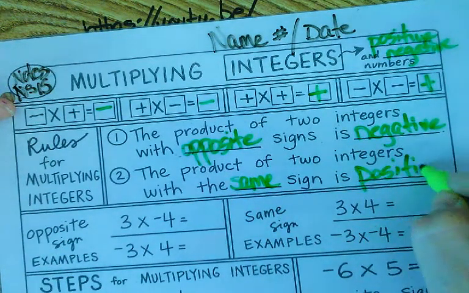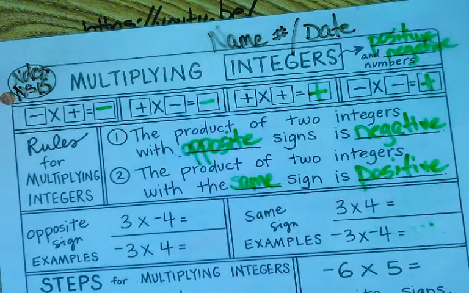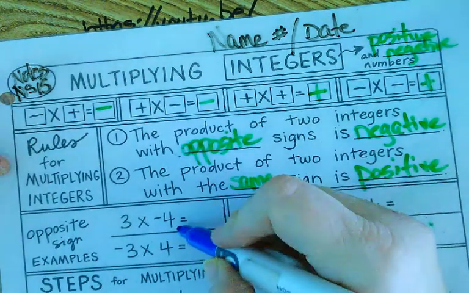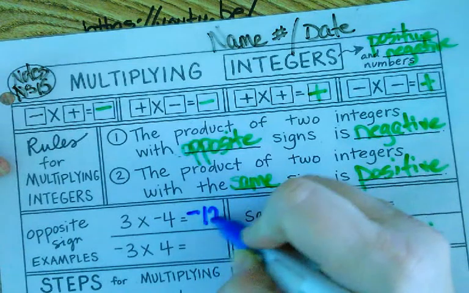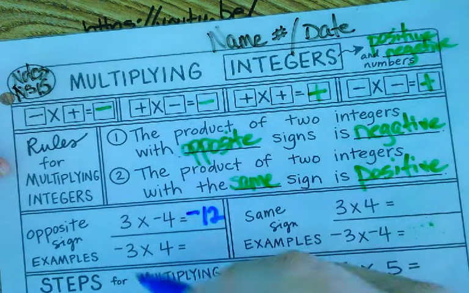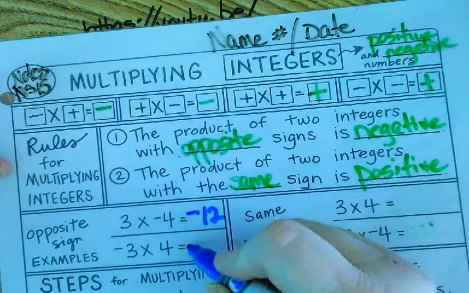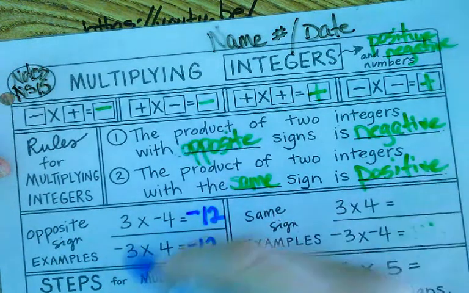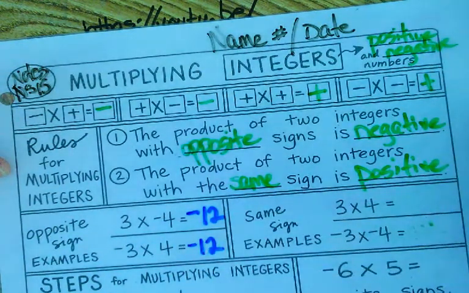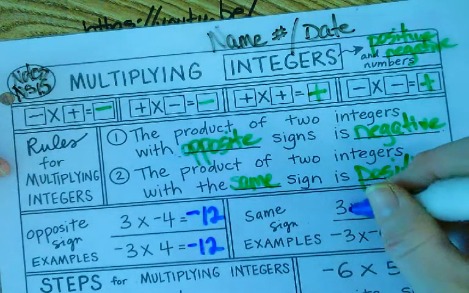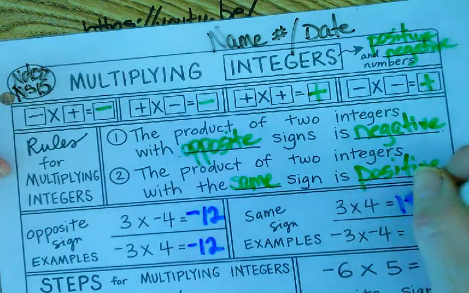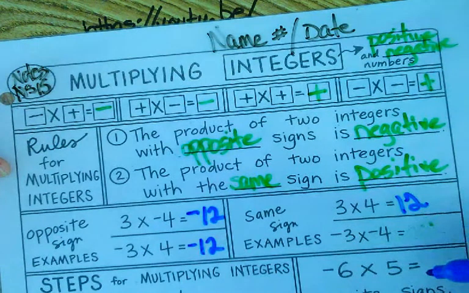So let's look at some examples. Here's some opposite sign examples. 3 times negative 4, that's going to be negative 12. Negative 3 times positive 4, negative 12 every time. Doesn't matter which one's negative. But if they have the same sign, 3 times 4, it's going to be positive 12. And negative 3 times negative 4, positive 12 again. Okay? Two negatives make a positive.